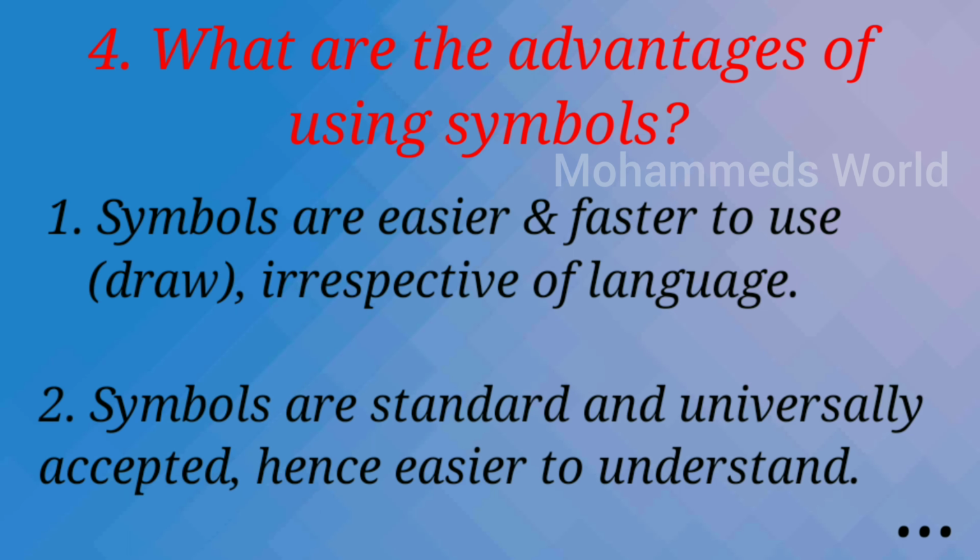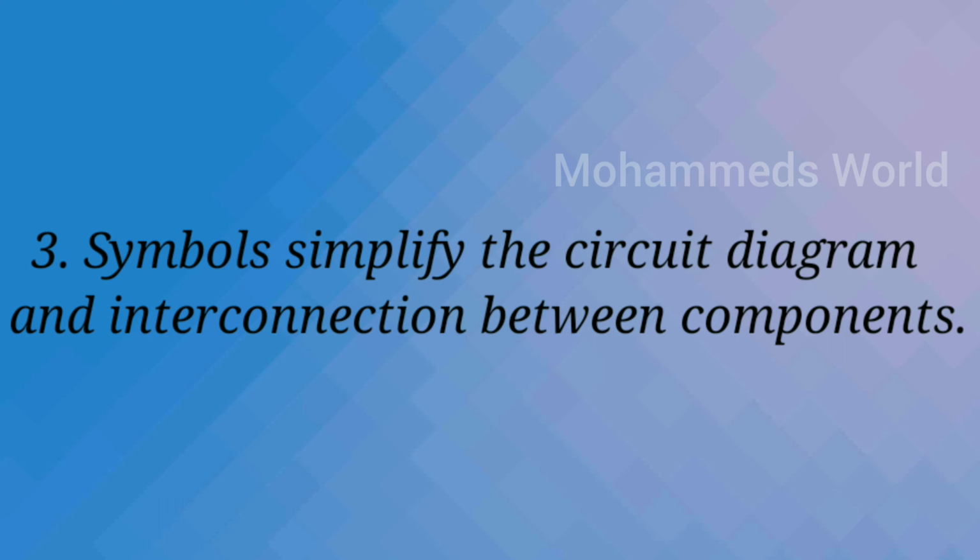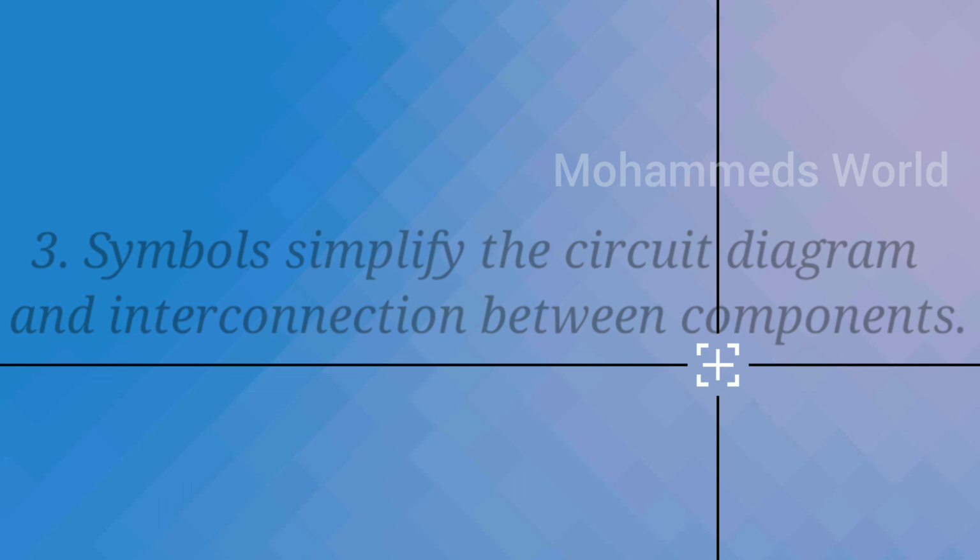What are the advantages of using symbols? First point, symbols are easier and faster to use and draw, irrespective of language. Second point, symbols are standard and universally accepted, hence easier to understand. Third point, symbols simplify the circuit diagram and the interaction between components.